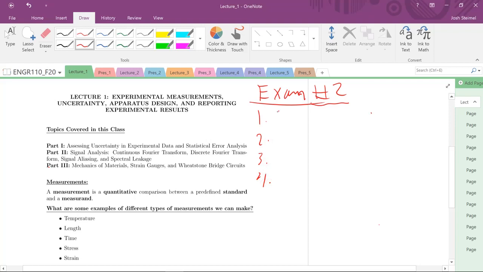Most certainly, I'm going to ask a CFT question, continuous Fourier transform. I'm going to ask a discrete Fourier transform question. And then there's going to be some problems with design of apparatuses and design of experiments where we deal with these concepts of signal aliasing and spectral leakage. So, sounds pretty straightforward.